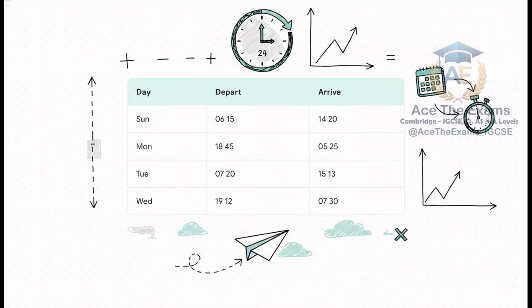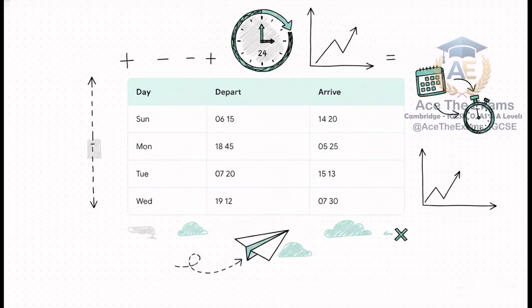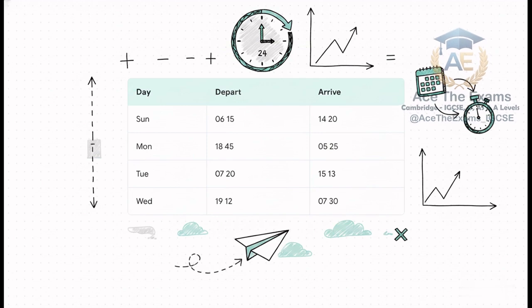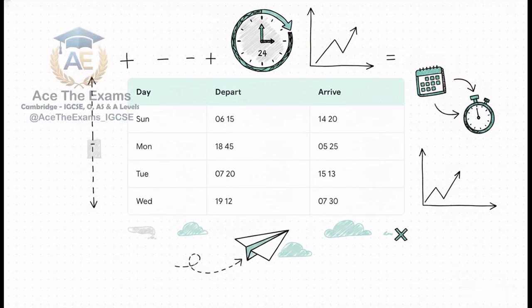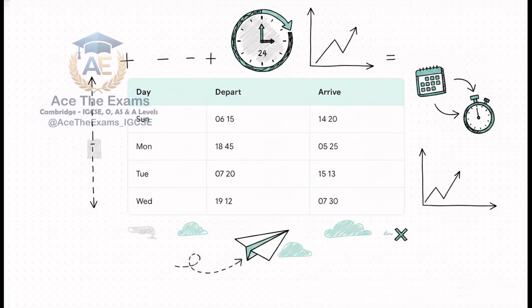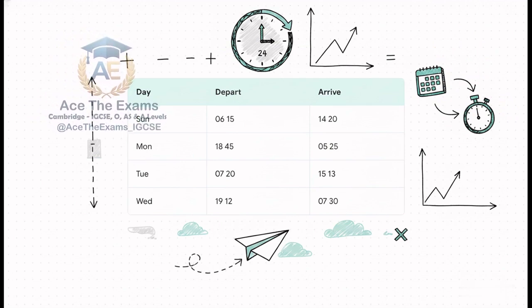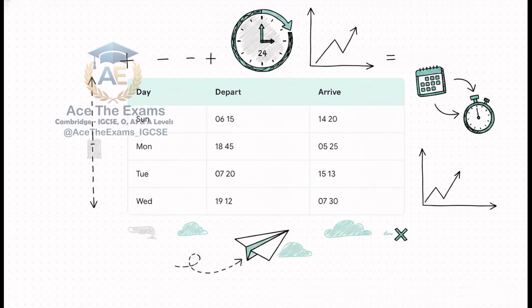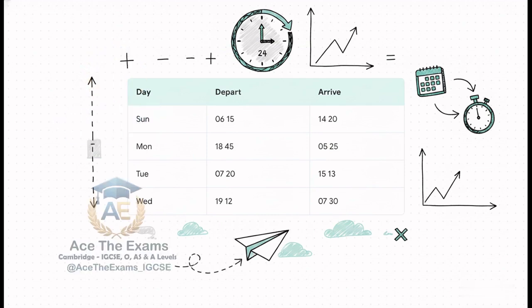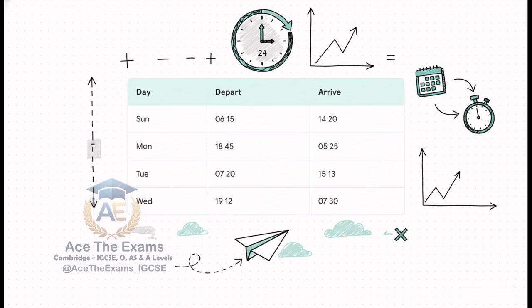If we take 1845 and add that 11 hours and 20-minute flight time, we cross over midnight. 18 plus 11 is 29. 29 hours minus the 24 hours in a full day gives us 5 a.m. the next day. Then we deal with the minutes. 45 minutes plus 20 minutes is 65 minutes. Well, that's exactly 1 hour and 5 minutes. So 5 a.m. plus that 1 hour and 5 minutes becomes 0605.